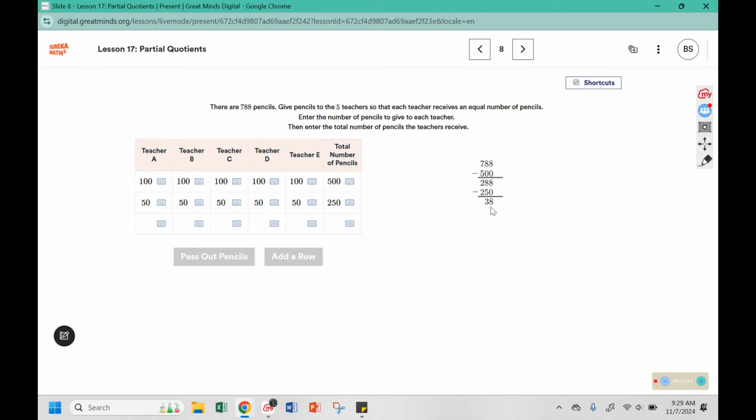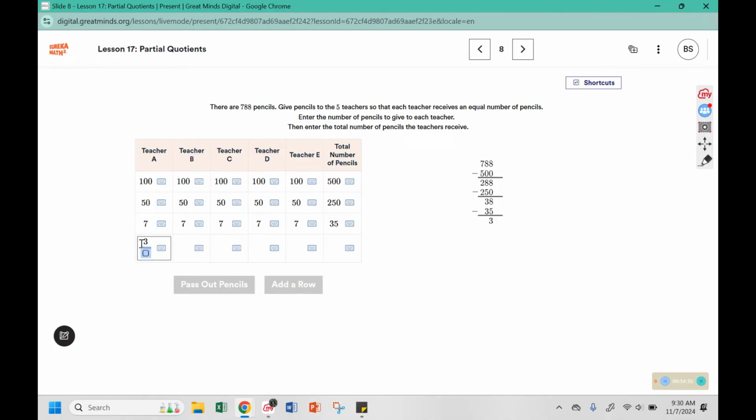38. Well, 35 is close to 38, and 35 is 5 times 7. I have 3 pencils to share amongst 5 teachers. So I can break them up into 3/5. I don't know if breaking up a pencil is what they really want to do. Yeah, see, it says there's an error there.